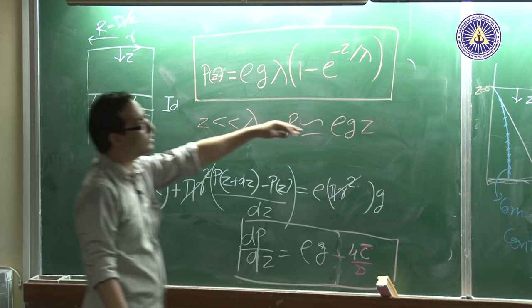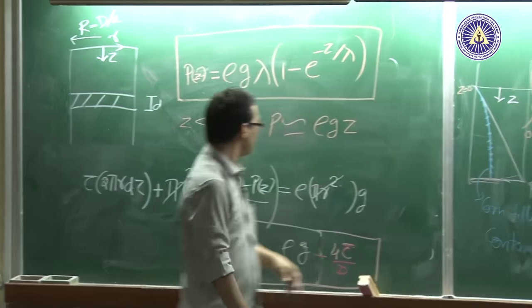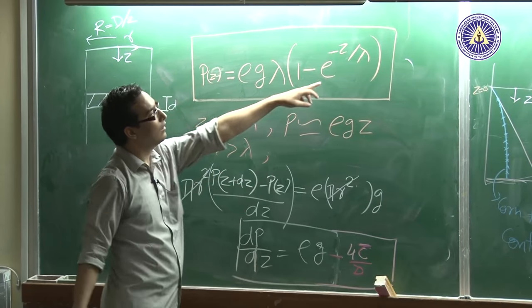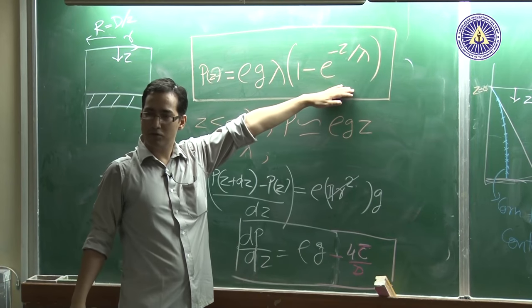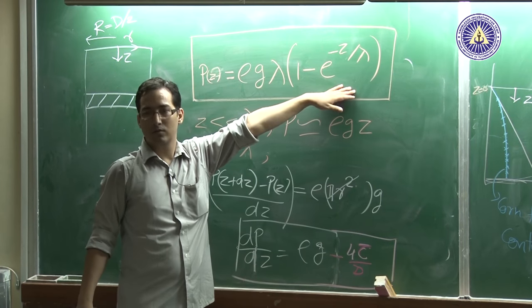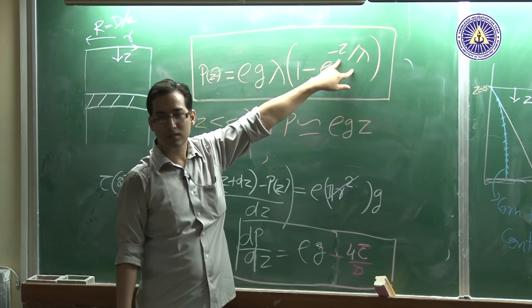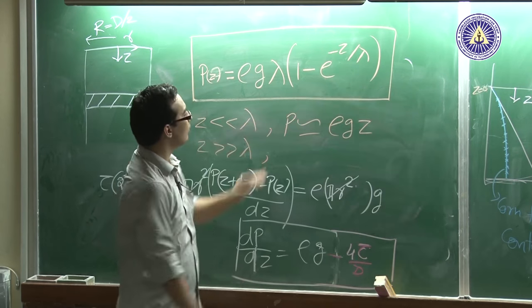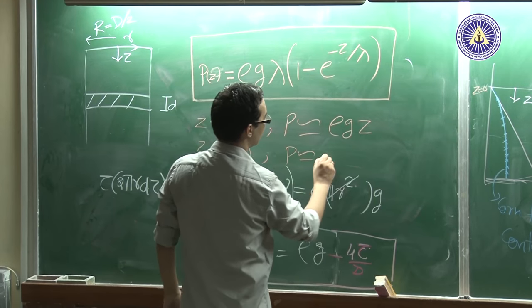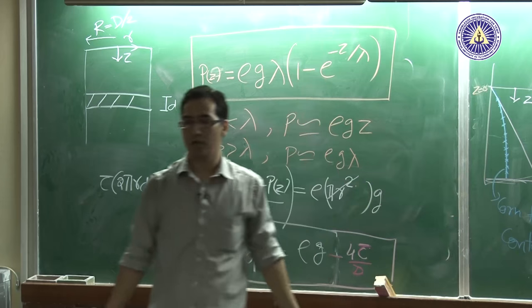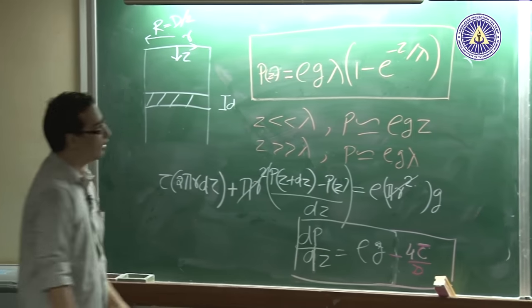So you do see a similar behavior for small heights. But for z much, much greater than lambda, what happens? E raised to the power minus a large number becomes 0, and the pressure becomes a saturated number. That is what we observe in there, all right?